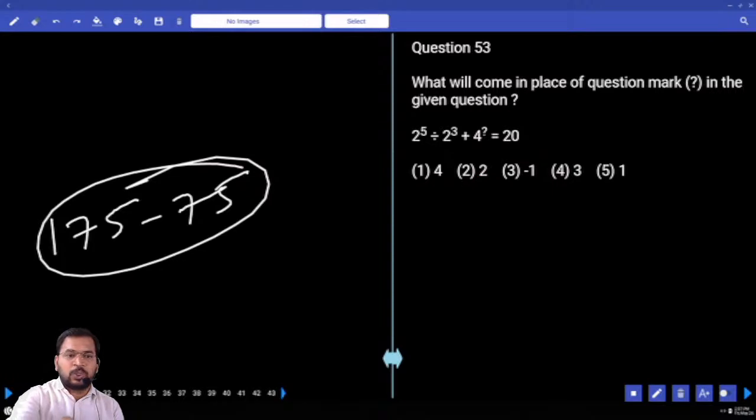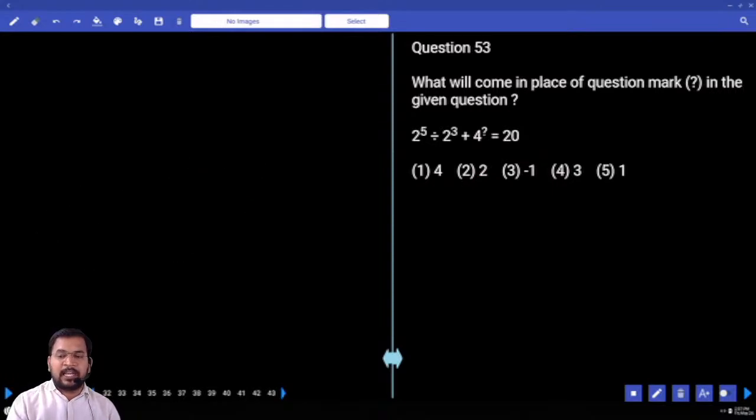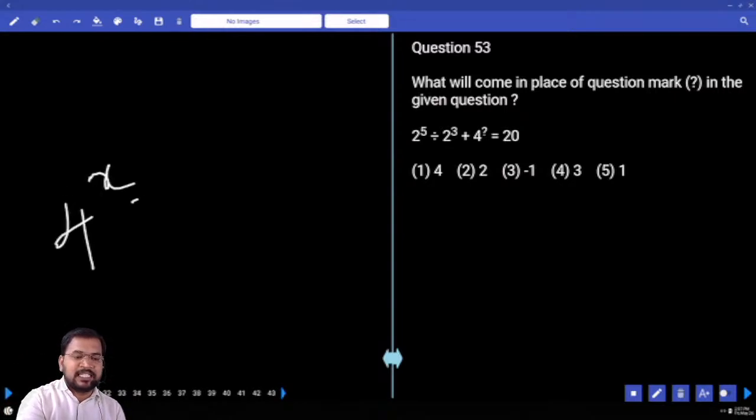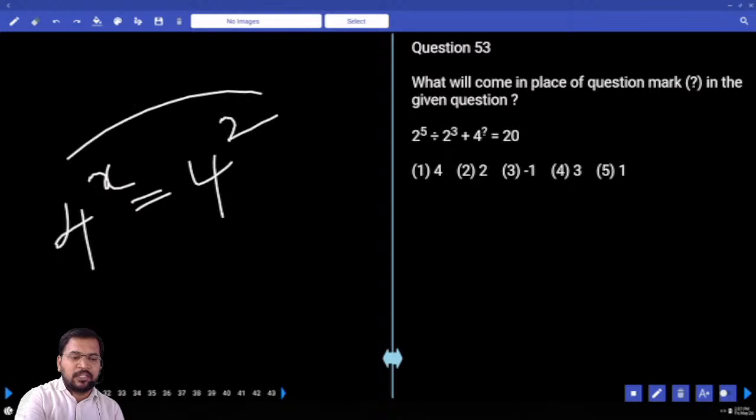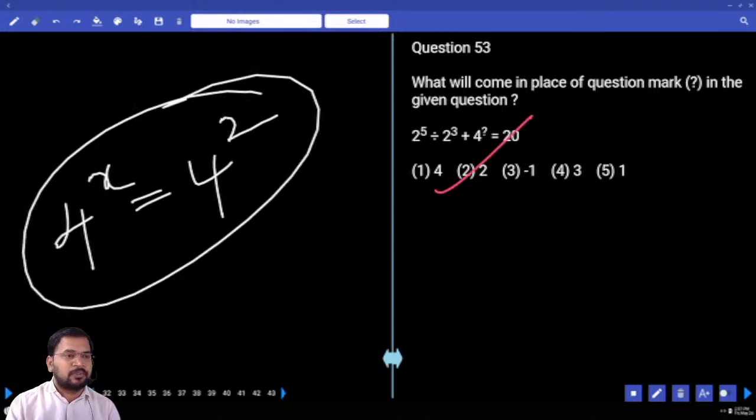2 power 5. Okay? 2 power 5 by 2 cube is nothing but 2 square. 2 square value is 4. 4 comes to the LHS side, that is 16. 16 is 4 square. 4 x is equal to 4 square, so x is equal to 4.